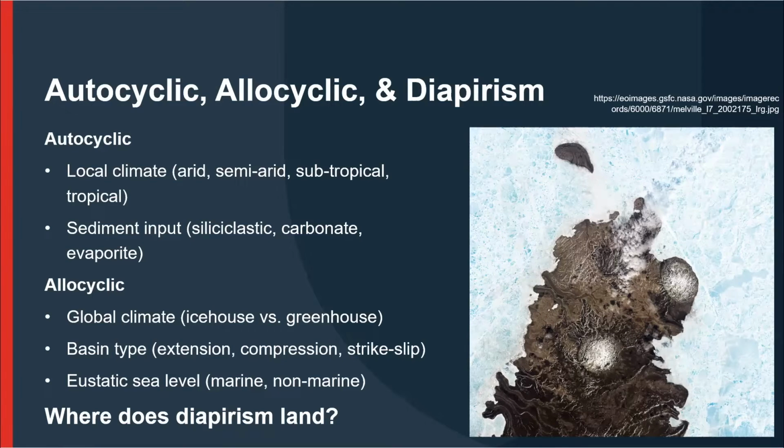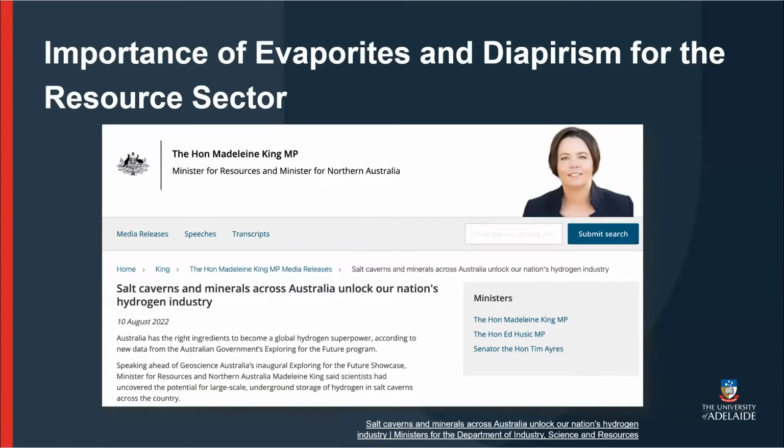But yeah, I put that up there because it really emphasizes the need to understand local climates and also sedimentary input. So these would be the autocyclic patterns that we would be looking for in and around and near a diapir. And then also the allocyclic signatures would be the global climate, the basin type, and then the eustatic sea level. So I thought this was really interesting.